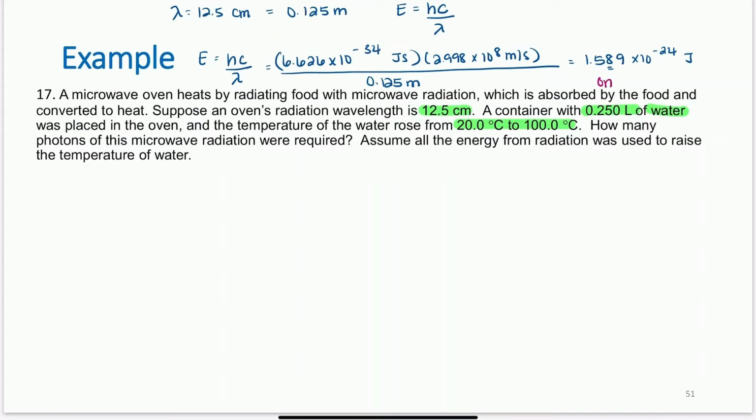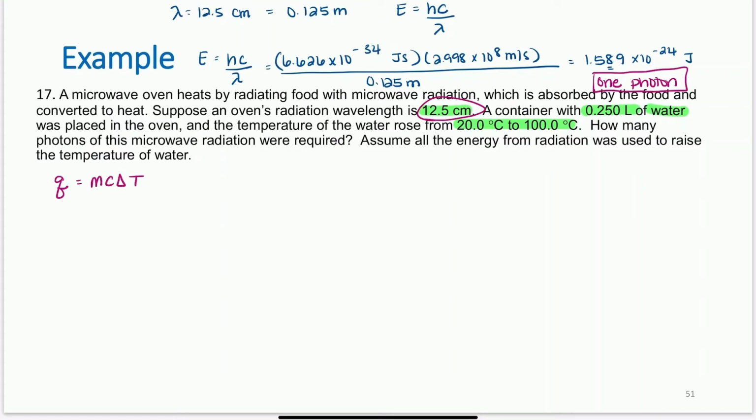But this is for one photon. All the photons come out at the same wavelength, but this equation is giving me the energy for one single photon. I want to know how many photons I need to heat up this sample of water I have, 0.25 liters of water, from 20 degrees to 100 degrees C. In order to do that, I first need to figure out how much energy is required to actually increase the temperature of water that much. To do that, we're going to use our MCAT equation: Q equals mc delta T.